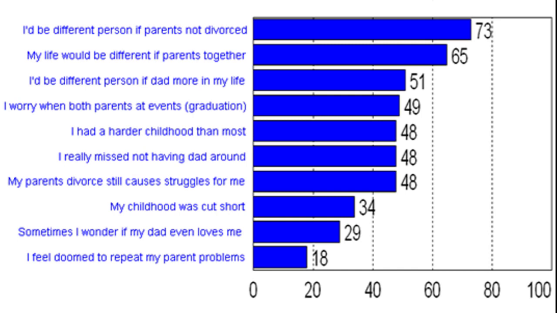They're telling us essentially just what percentage of those kids said each one of these things. 73% of them said, "I would be a different person today if my parents had not divorced." Or 65% said, "My life would be different if my parents were together." "I had a harder childhood than most," endorsed by almost half. "My childhood was cut short," endorsed by 34%.